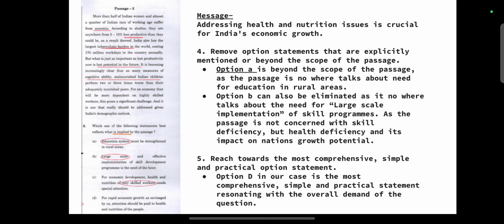So by using this approach, you can solve many of these passage questions easily with utmost accuracy, 95 to 100% accuracy. We will bring more of such videos in the upcoming times.